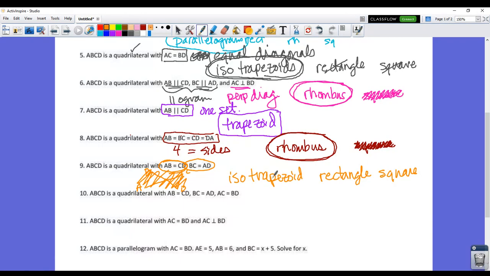Right? The legs are across from each other. The legs are congruent. They're opposite sides in a quadrilateral, in an isosceles trapezoid. And they also have congruent diagonals. We don't know about the other two sides. We only know about one set of sides. So that means this can only be an isosceles trapezoid, because it only says it has one set of congruent sides, not two sets like rectangles and squares need. So isosceles trapezoid is the answer for that one.